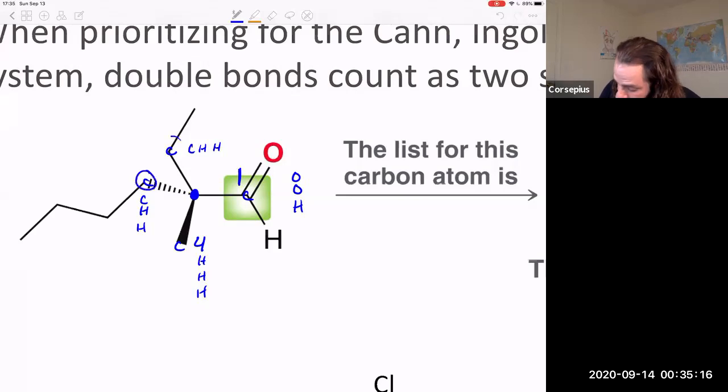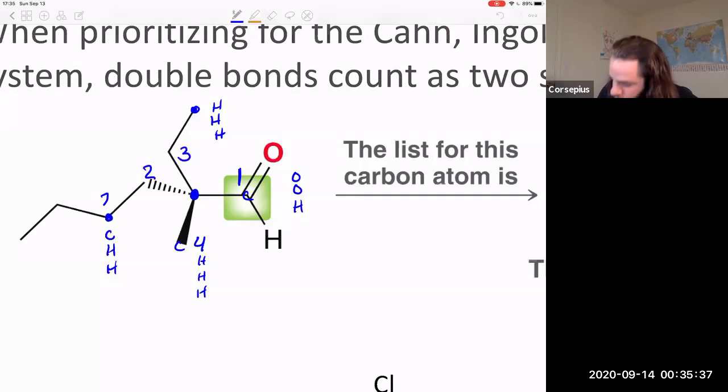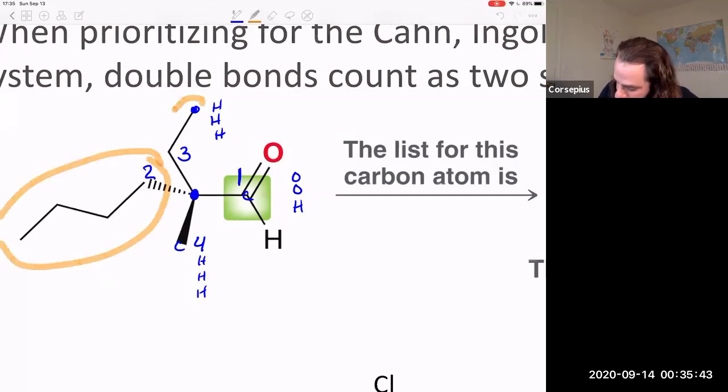Now I have a tie between these two, so what am I going to do? I'm going to jump to the next one. This carbon is bound to a carbon and 2 hydrogens. This carbon is just bound to 3 hydrogens. So that's why this group here would win. It gets priority 2, and this one's 3. Okay, and it's this whole group that has that priority, right? So that's 2, that's 3, et cetera, et cetera.